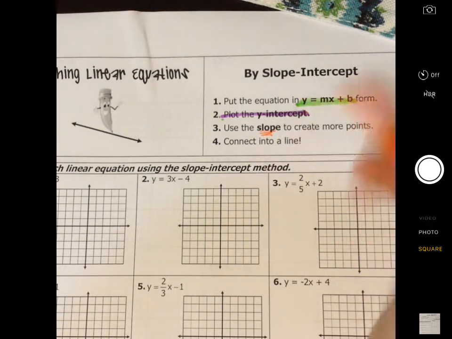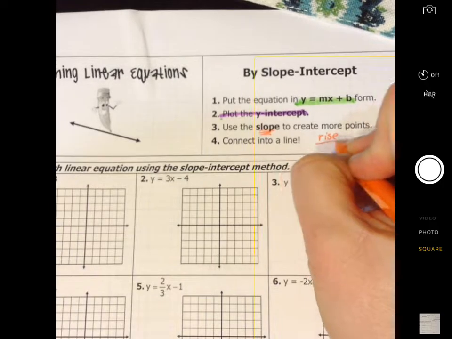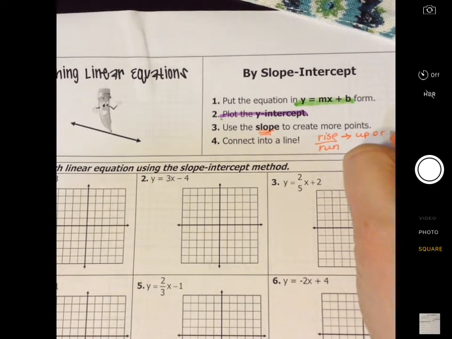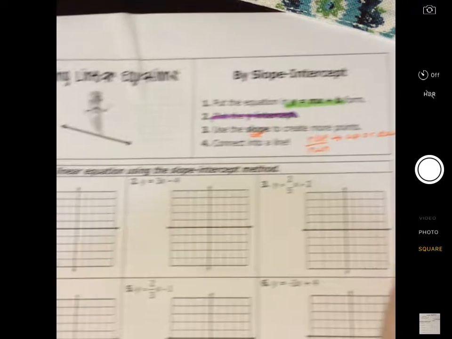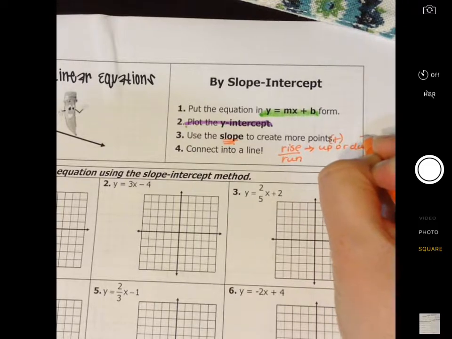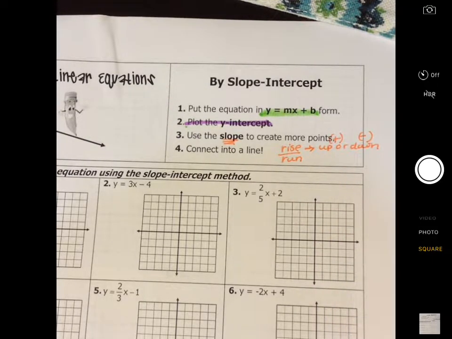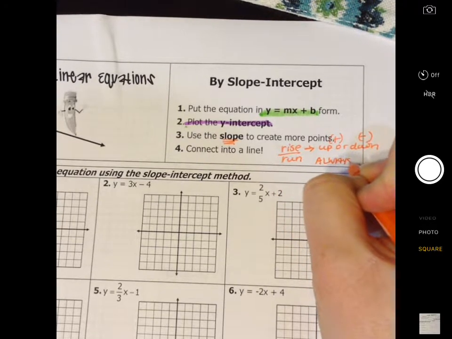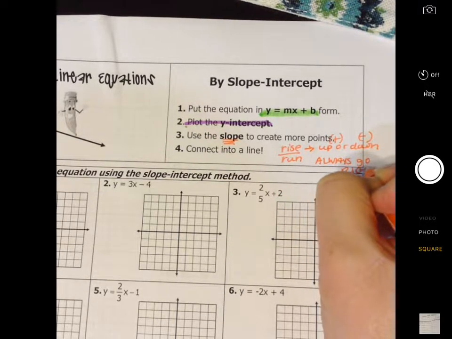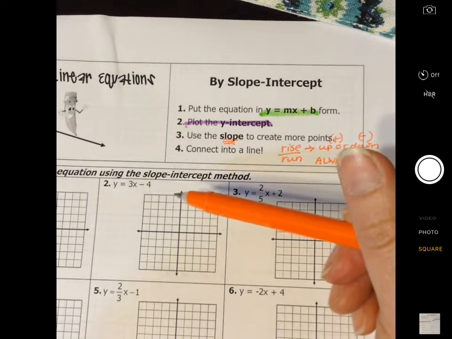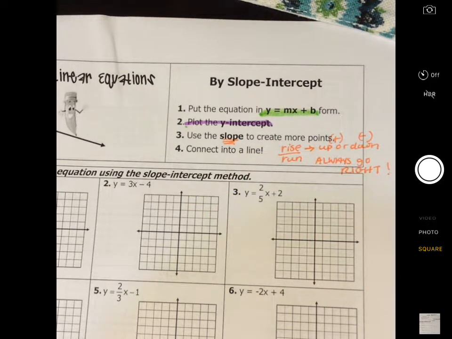Remember, slope is like a road map. Rise over run. So that means you are either going up or down, depending on if it is a positive or a negative slope. And then you will always go right, because we read a line from left to right. So if we start at one point, we want to show that it's going to keep going towards the right.